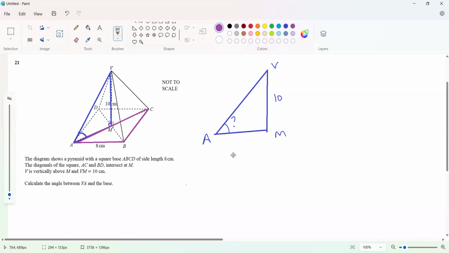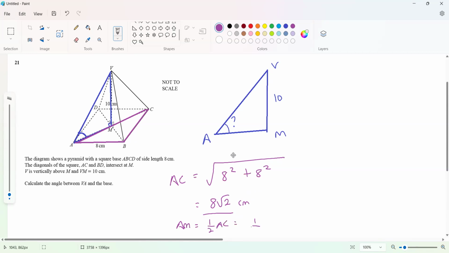So in other words, I can find AC. AC equals the square root of 8 squared plus 8 squared. That is just the square root of 128. I'm just going to leave it in surd form, 8 root 2. I leave it in surd form because we are able to avoid rounding decimals like this. So if AC is 8 root 2, then AM is half of AC, which means this will be 4 root 2. Now I know AM is 4 root 2.